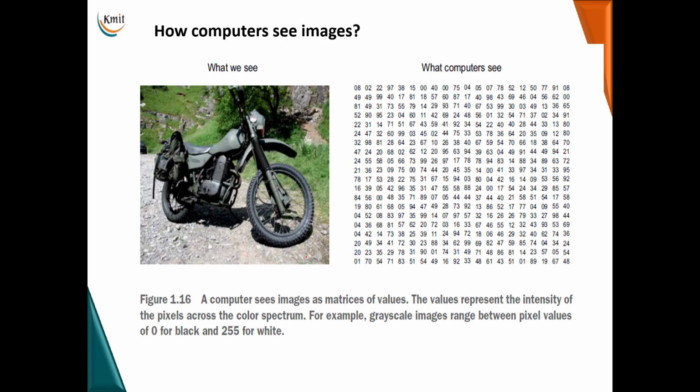How do computers see an image? This is the image what we see, whereas this is the image what a computer sees. You can have a grid representation of some numerical values, and those numerical values are nothing but the pixel values or intensities of the given image.